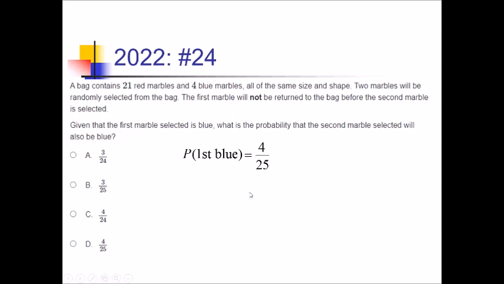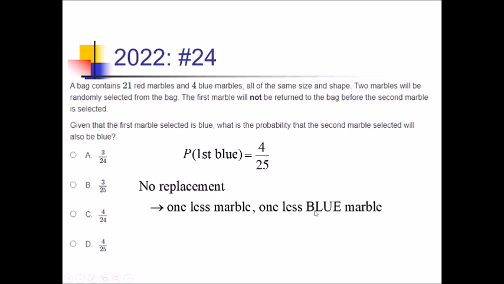So 4 out of 25 was the first blue. Now, the important piece here is that since we're not replacing any of the blue marbles, that means that there is 1 less marble overall. So instead of 25, we're going to have 24, and there's also going to be 1 less blue marble specifically. So this 4 will now be a 3. So then we'll have to write 24 in the denominator, 3 in the numerator. This is the probability of our second blue given that the first has already happened. And this matches up with answer choice A. We could reduce it, but they already gave us the answer.